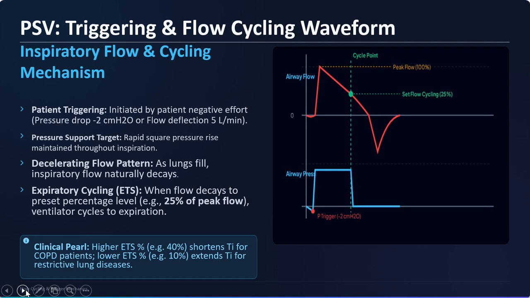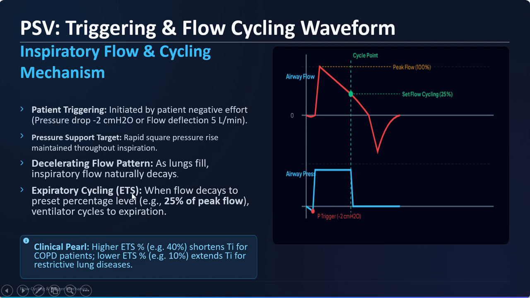Triggering and the flow cycling waveform. Inspiratory flow and cycling mechanism. The pressure trigger initiates with the patient's negative effort, negative centimeters of water, or flow deflection of 5 liters per minute. Pressure support target: rapid, square pressure rise maintained throughout inspiration. Decelerating flow pattern: as the lungs fill, inspiratory flow naturally decays.